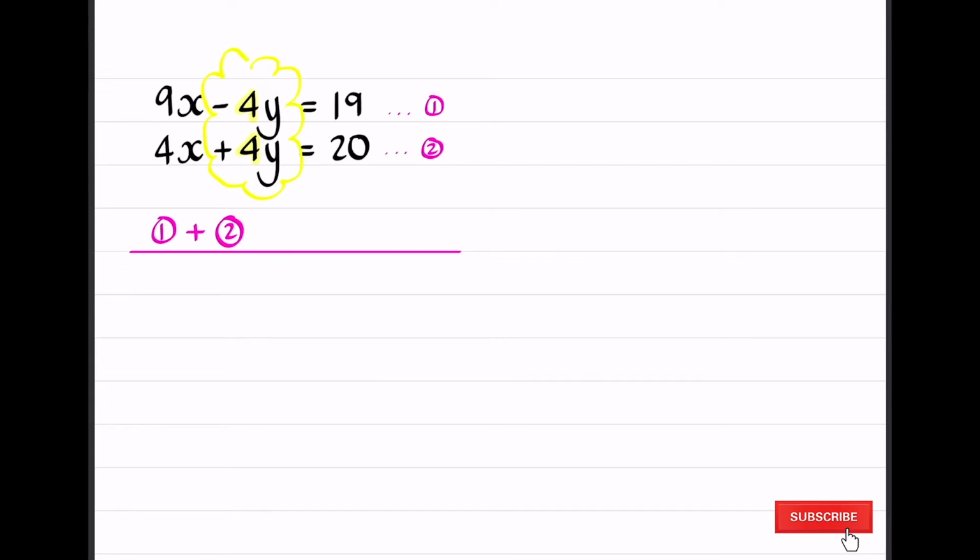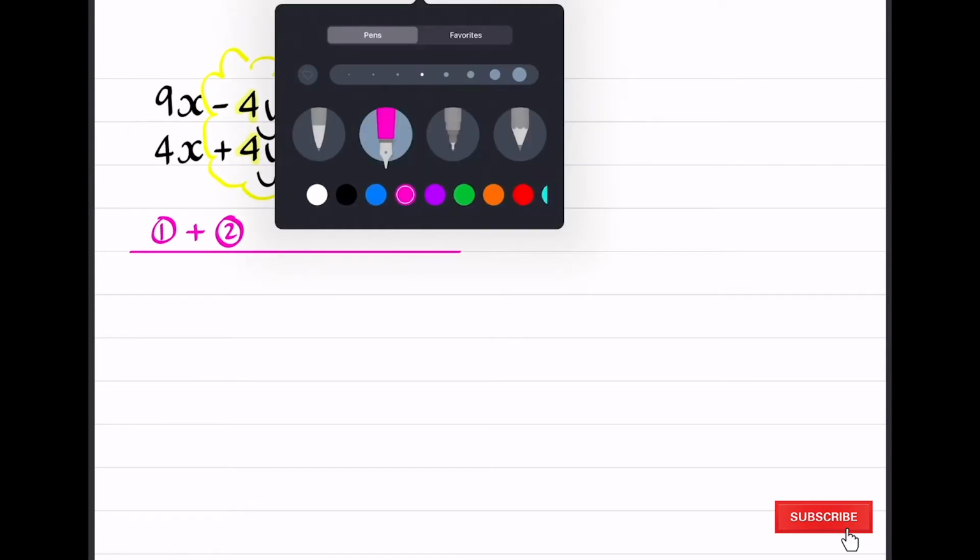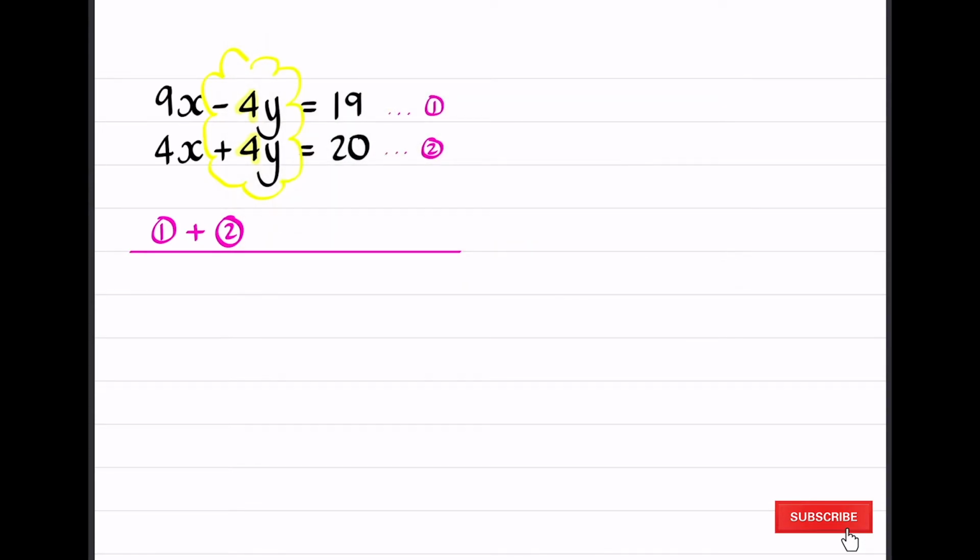So now what I'm going to do is I'm simply going to add these two equations together. So I'm going to say 9x plus 4x gives me 13x. Negative 4y plus 4y is going to cancel out, equal to 19 plus 20, which is 39. Now I can simply solve for the x. So I want the x by itself.